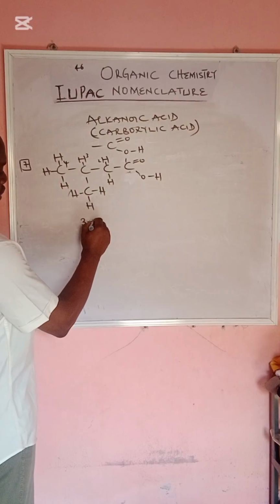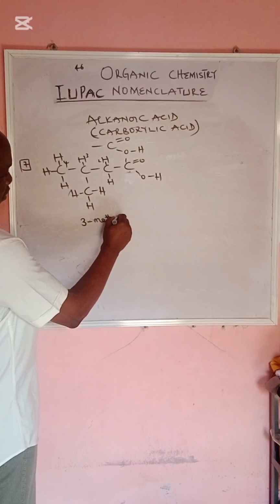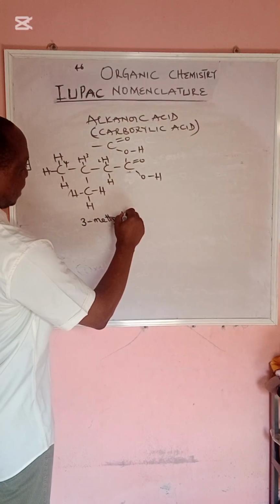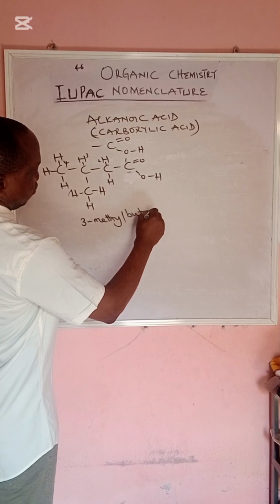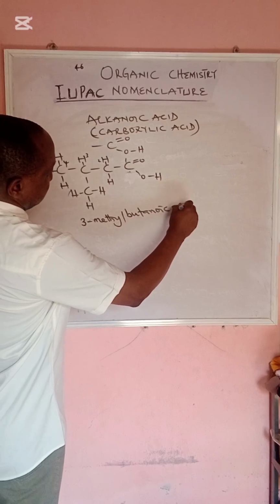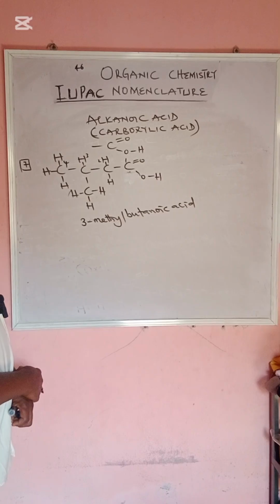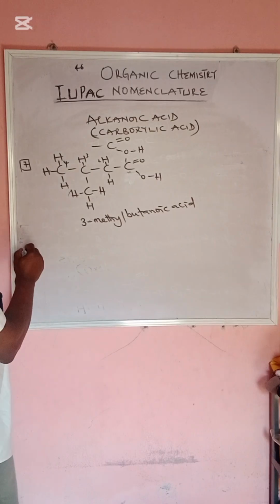So to name this, methyl attached to carbon 3, so it will be 3-methyl butanoic acid. 2-methyl, 3-methyl butanoic acid. Please take note of that.